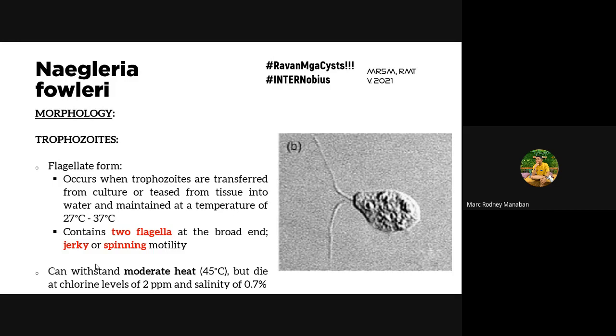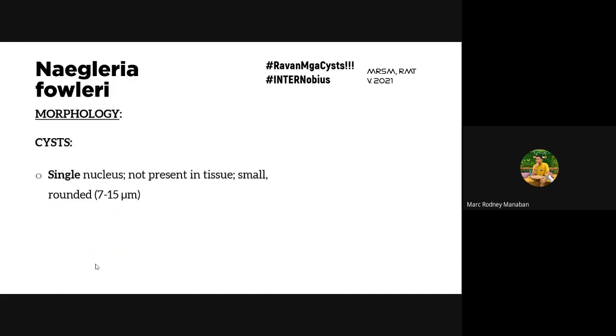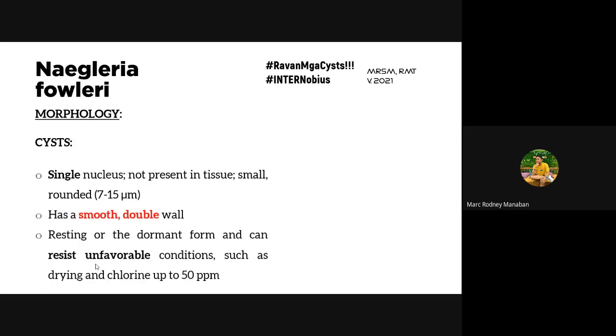Okay, two forms, two types of trophozoites. Now for the cysts, single nucleus, again not present in tissue. So we never find it in human tissue, in the brain, or in the CSF. Okay, all right. Now, it has a smooth double wall, and of course, because it has a double wall, the structure is strong, it can resist unfavorable conditions. And that is the main purpose of your cysts, whatever amoeba or protozoa it is, they are usually formed during unfavorable conditions, harsh environment, because again, to protect the organism.